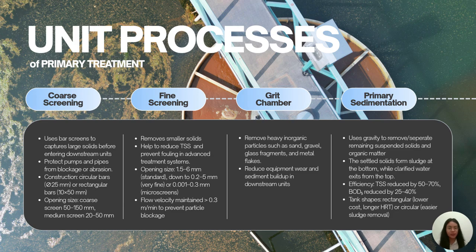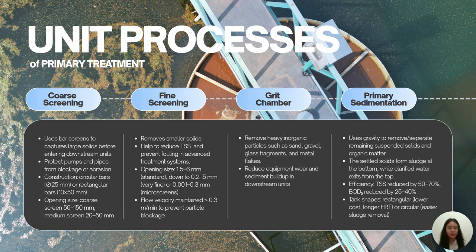Next is fine screening, which catches smaller solids that pass through the coarse screen, for example, fibers, fine food scraps, and stringy materials. Opening size is in the range of 1.5 mm down to as fine as 0.001 mm for microscreens. Flow velocity is kept above 0.3 meters per minute to prevent clogging, and this step significantly reduces TSS and prevents fouling in advanced treatment systems.